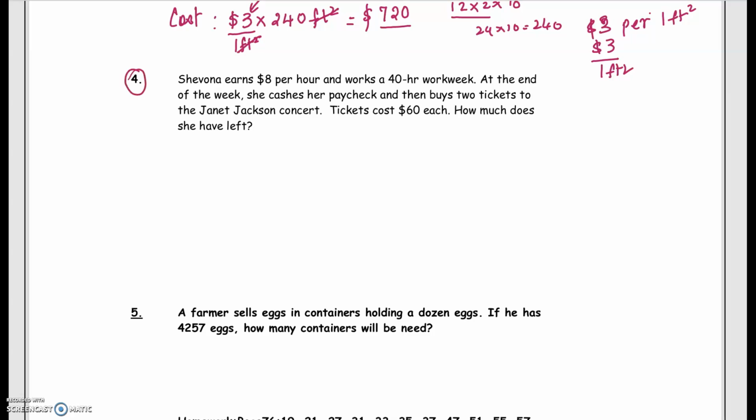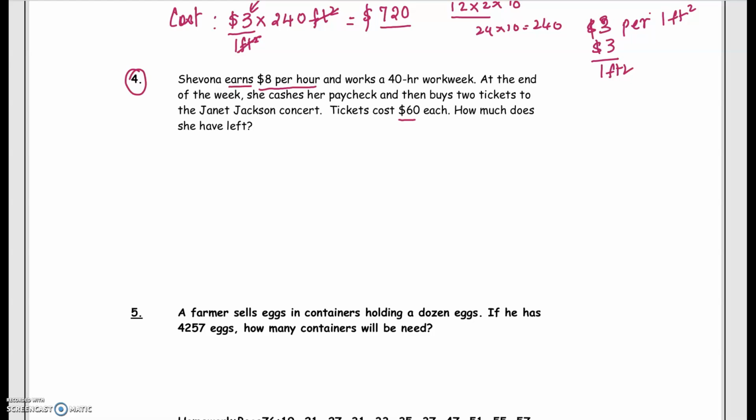Let's look at the next problem. Shavona earns $8 per hour and works a 40-hour work week. So she works 40 hours in a week and earns $8 per 1 hour. So every hour she works, she earns $8. At the end of the week, she cashes her paycheck and then buys 2 tickets to a concert. Tickets cost $60 each. How much does she have left?